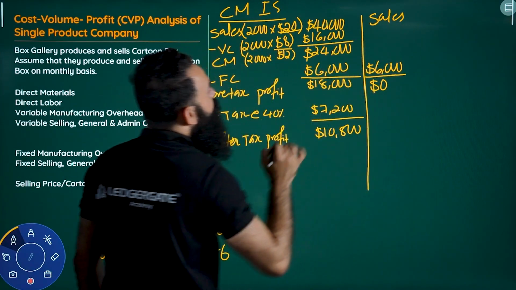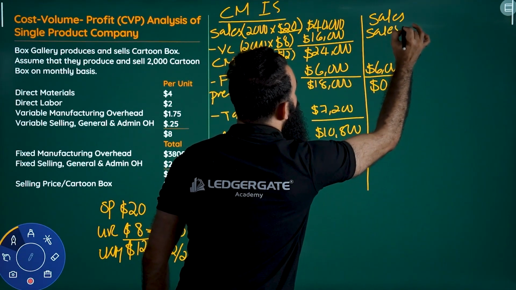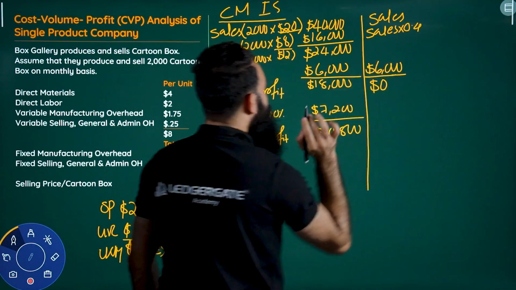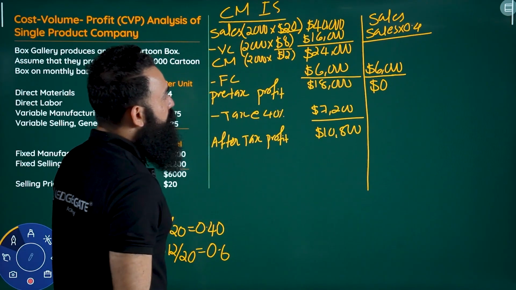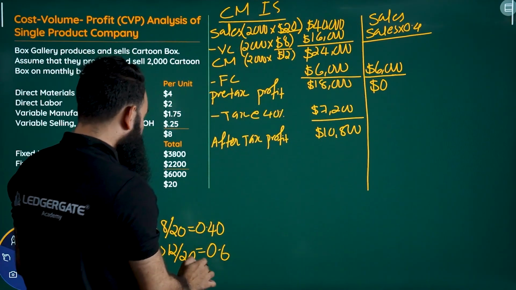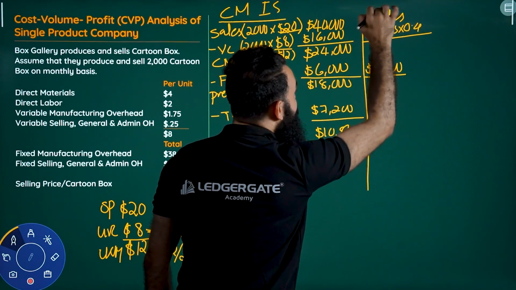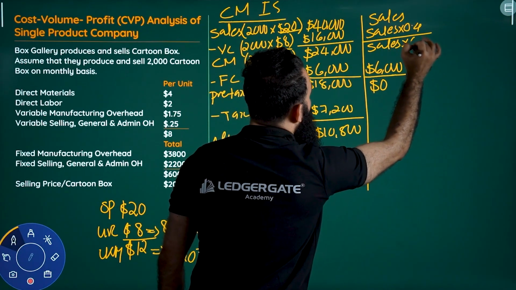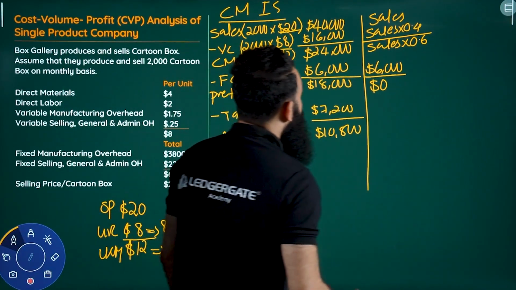Sales into 0.4, right? That is 40%. Sales into 0.4. Otherwise, mathematically, we can call 0.4 sales. Both are the same, right? And what about this? This would be how much percentage? Contribution margin will be 60%. So this sales, whatever it is, that sales 60%. So sales into 0.6. That would be 0.6 sales we can call in short, right?